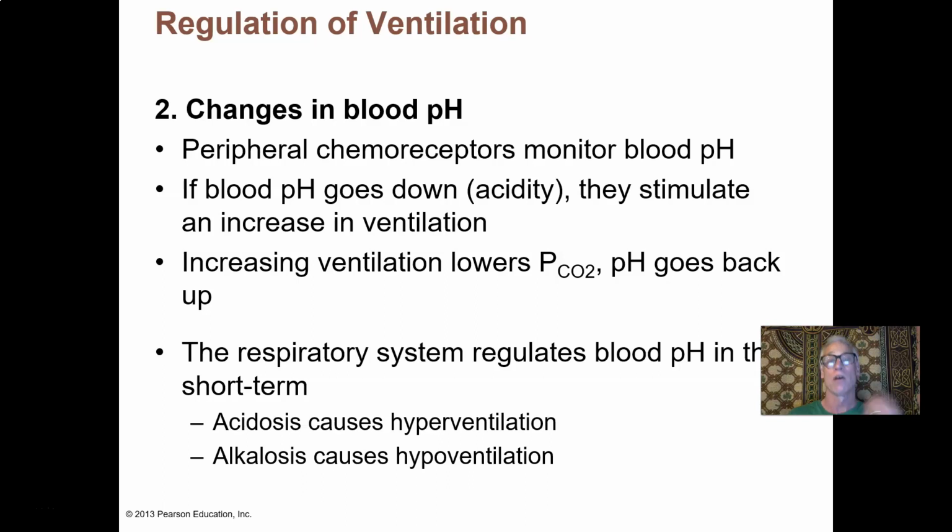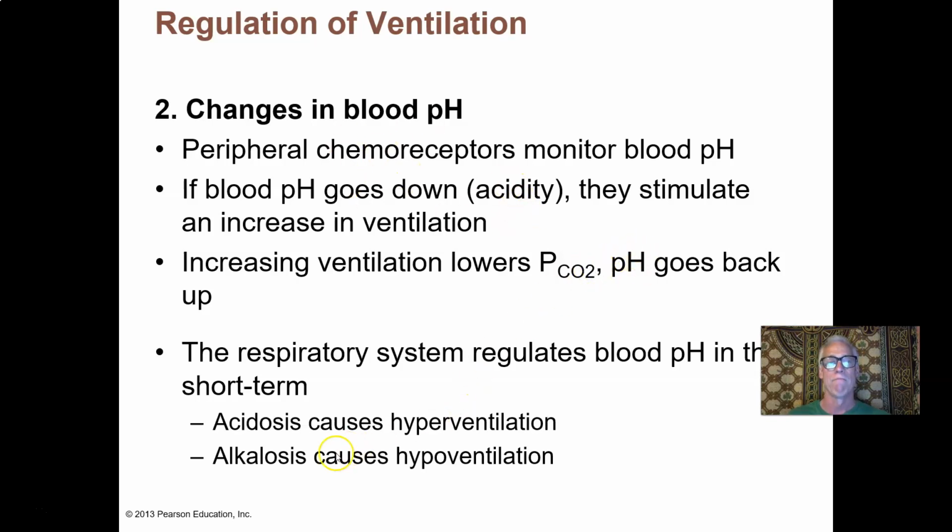I don't want you to think of the colloquial term for hyperventilation. It's not that we're breathing fast or whatever. It's specifically that the PCO2 is less than 40 millimeters of mercury. That's the normal ventilation rate. Now we're talking about an acidification that drives up ventilation, and that's going to cause PCO2 to go down.